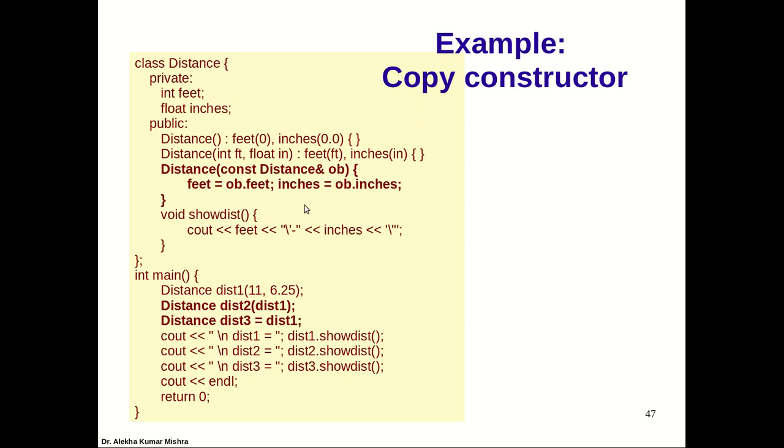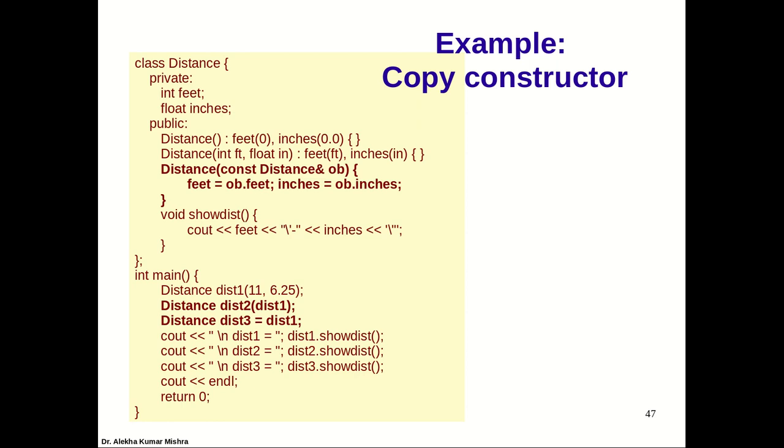In how to call it, there are two variations. When you call the copy constructor, one way is distance dist2, where the newly created object is dist2, and we pass the existing object dist1 within parentheses, just like a parameterized constructor. Instead of passing the other parameters, we just pass exactly the same object of that class.